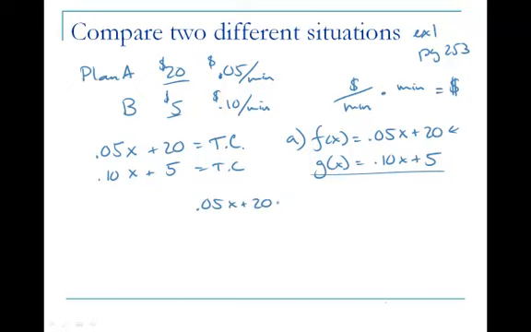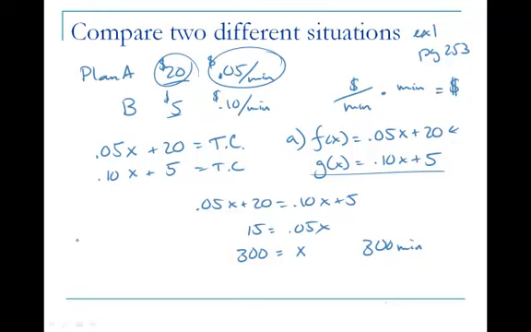0.05x plus 20 equals 0.10x plus 5, and solving for x, I get 15 equals 0.05x, and x equals 300. So 300 minutes is the time when these two plans will equal each other. This is a fairly simple kind of problem. It's a linear equation, a constant plus a rate of change for each plan, and setting the plans equal to each other.